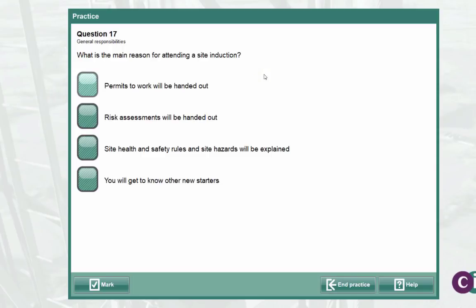What is the main reason for attending a site induction? Permits to work will be handed out. Risk assessments will be handed out. Site health and safety rules and site hazards will be explained. You will get to know other new starters.